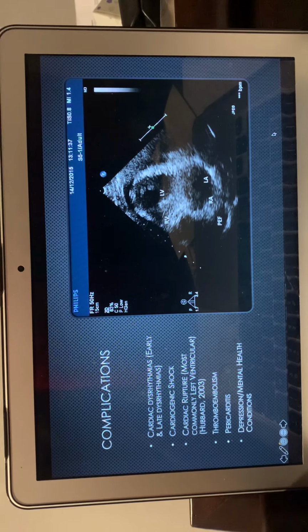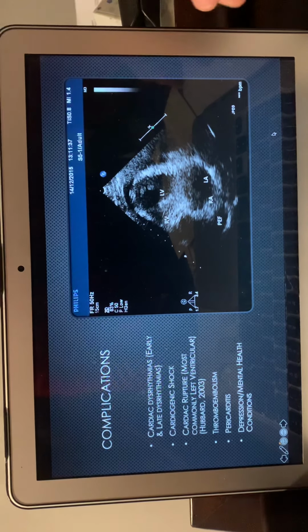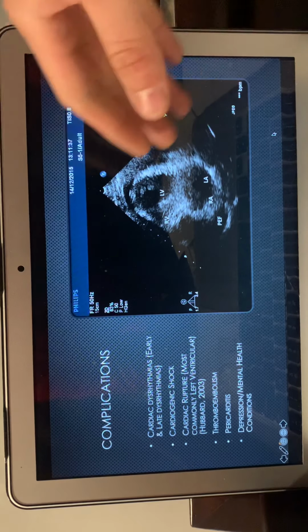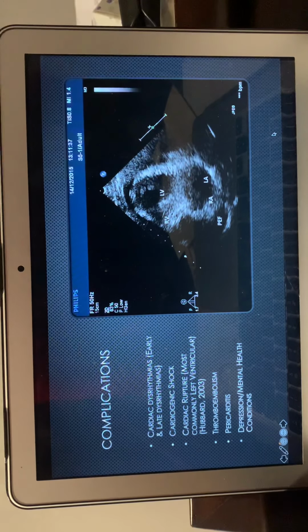Most commonly it's the left ventricle, and that was noted by Hubbard in a study he did. But as we see on this ultrasound, this has cardiac rupture, but the rupture is actually in the right ventricle. You can see the left atrium and left ventricle are filling with blood, but your right ventricle and right atrium do not have any blood in them, and overall it's failing to pump blood.